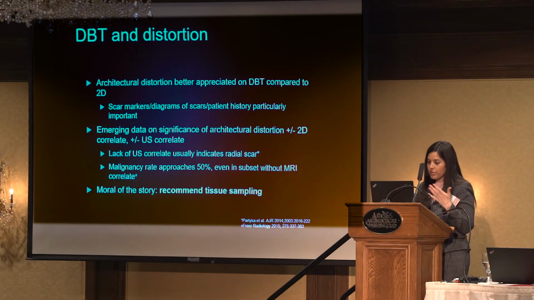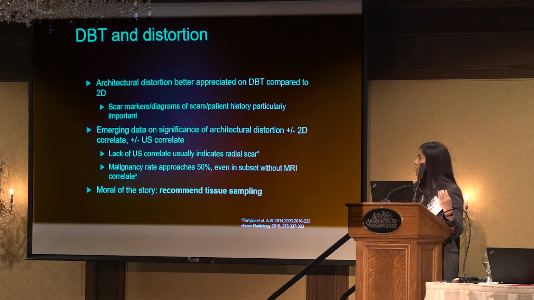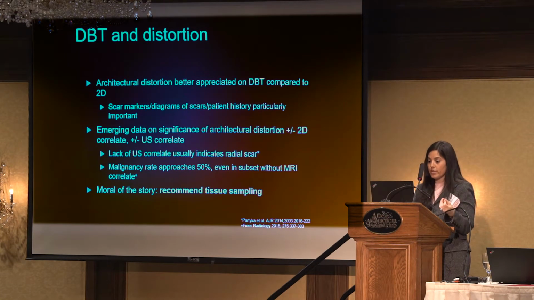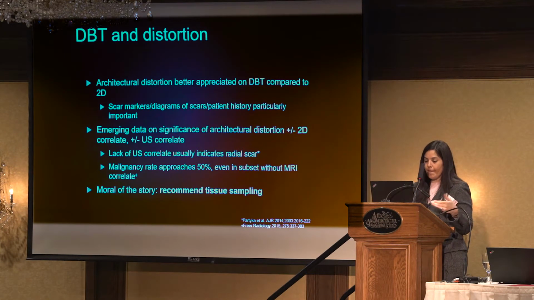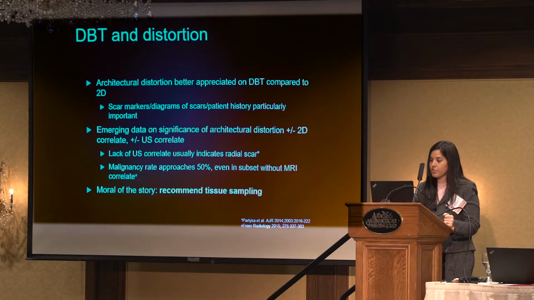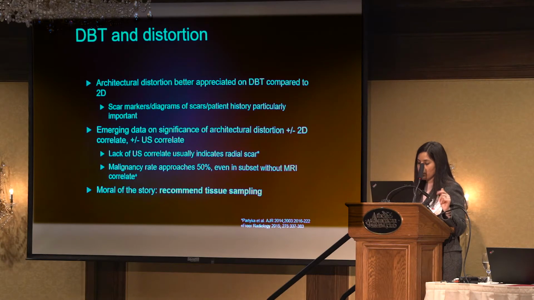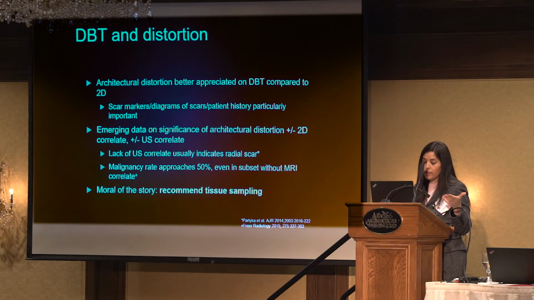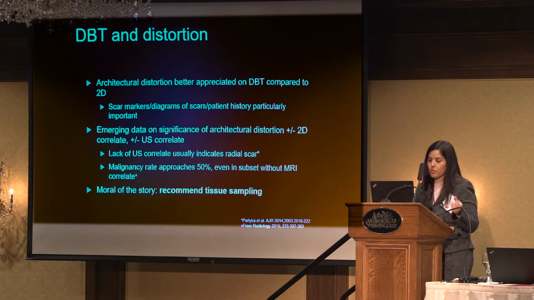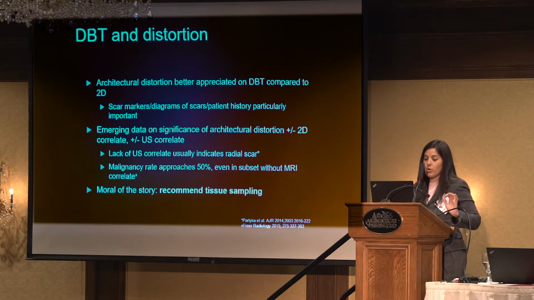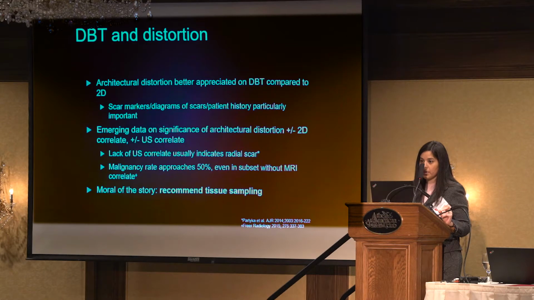Architectural distortion is better appreciated on DBT compared to 2D, which makes scar markers and patient history so important, because you don't want to be biopsying or concerned about something that's post-op. There's emerging data on the significance of architectural distortion with and without a 2D correlate and with and without an ultrasound correlate. One study published in AJR in 2014 said that a lack of ultrasound correlate usually indicates radial scar, typically. And another study showed that the malignancy rate for architectural distortion without an ultrasound, 2D, or even an MRI correlate approaches about a 50% malignancy rate. So the moral of the story is you still need to biopsy these lesions.